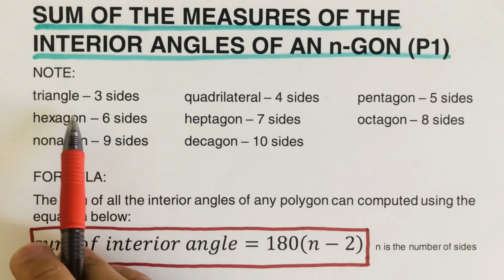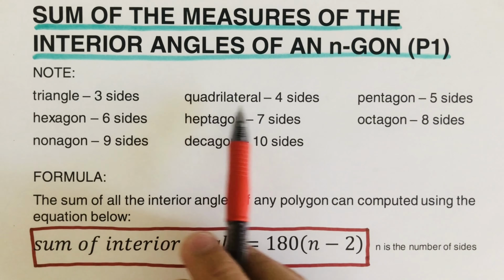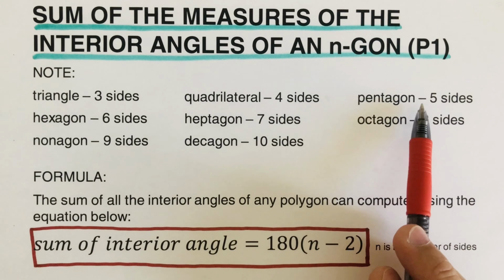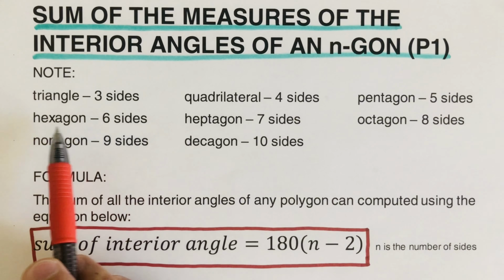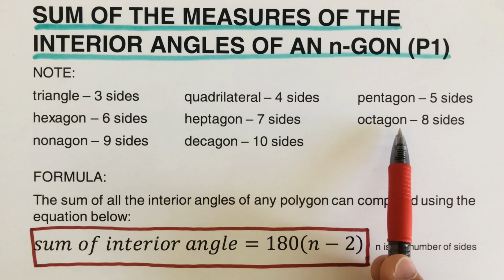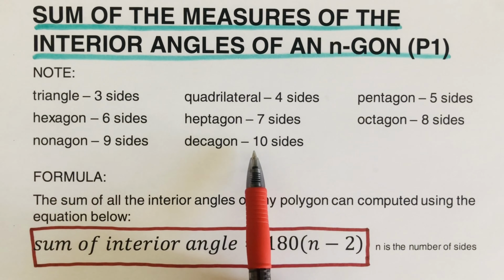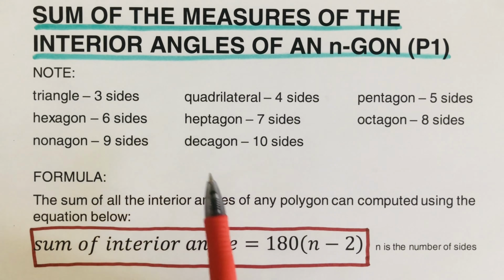So if there are 3 sides, we call it a triangle, 4 sides quadrilateral, 5 sides pentagon, 6 sides hexagon, 7 sides heptagon, 8 sides octagon, 9 sides nonagon, and 10 sides is decagon. Anything bigger than 10, we just call it 11-gon, 12-gon, 50-gon, 100-gon, or whatever that number of sides is.